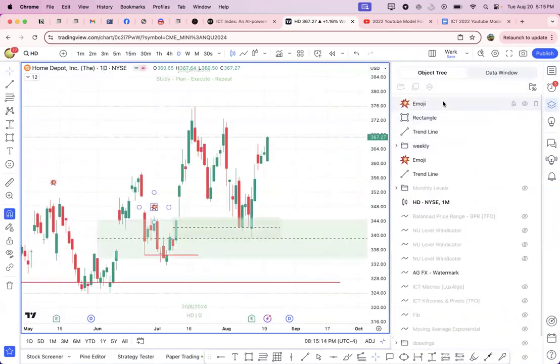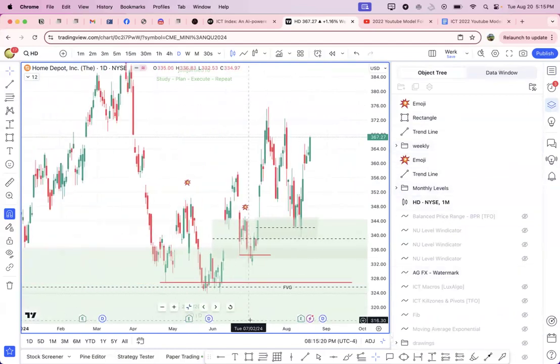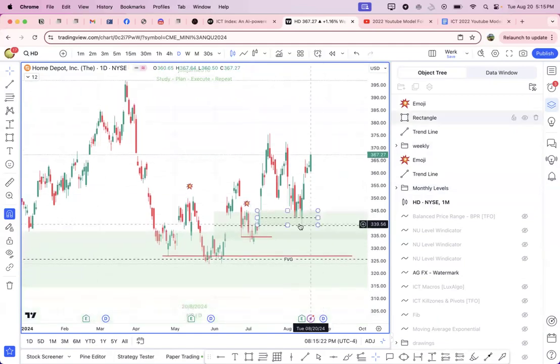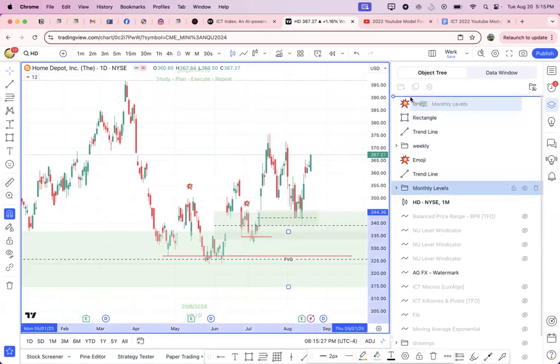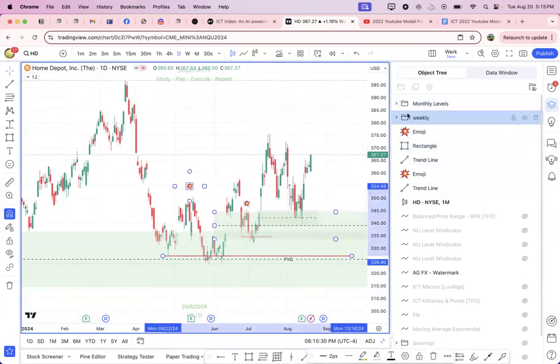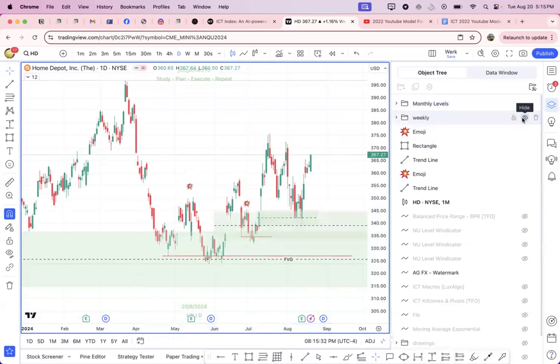Weekly. So even when you're getting in on this first fair value gap right here, you can know that it's inside of a weekly fair value gap. That can give you some extra support and confidence that it's good to take. Right here, this is a weekly fair value gap and it's supported by a monthly fair value gap.